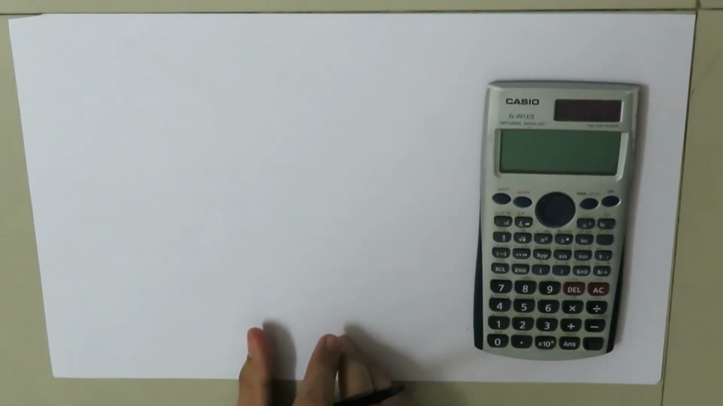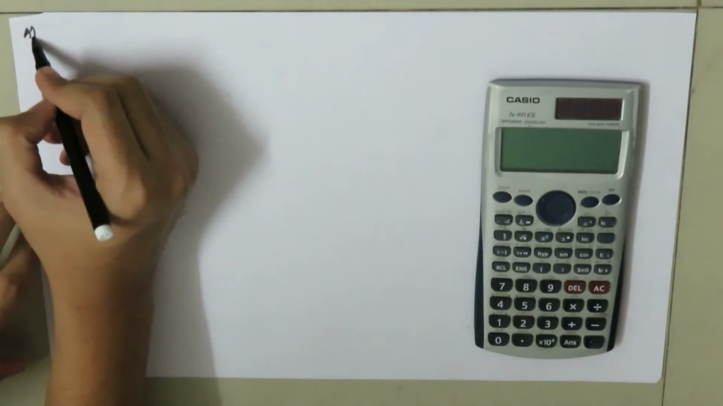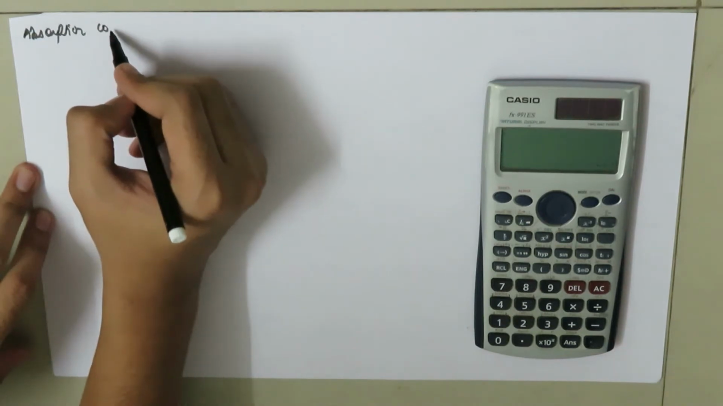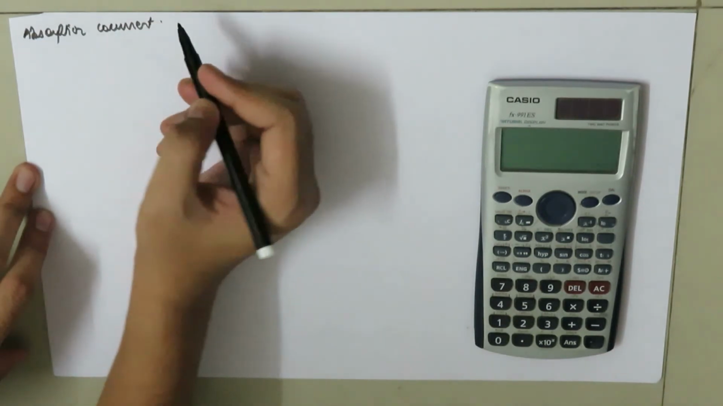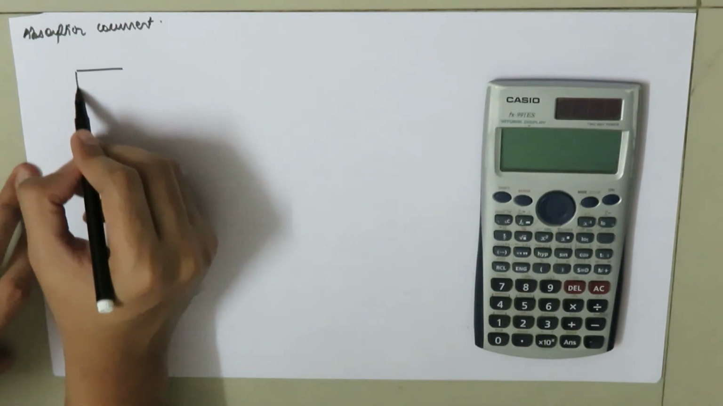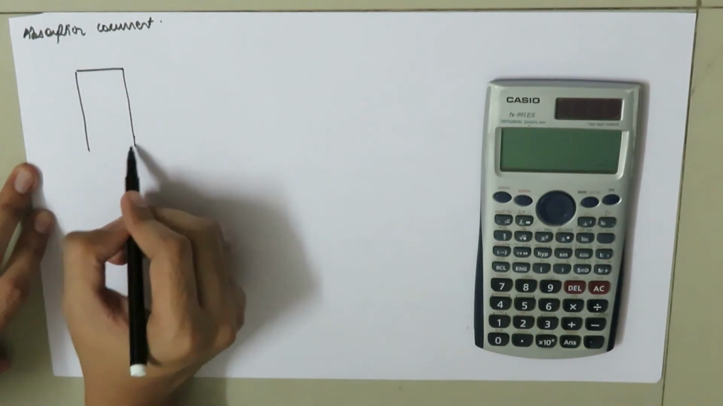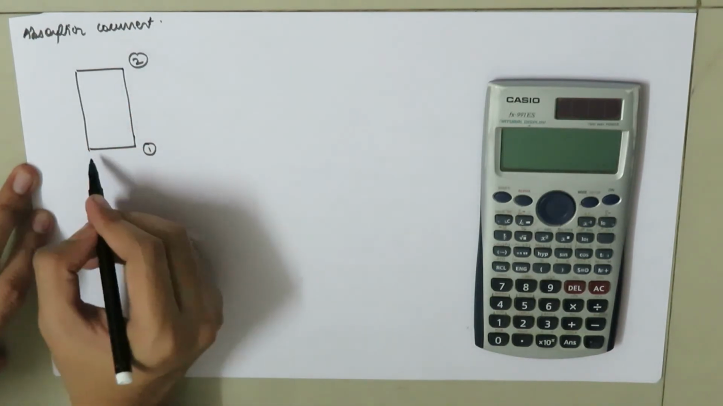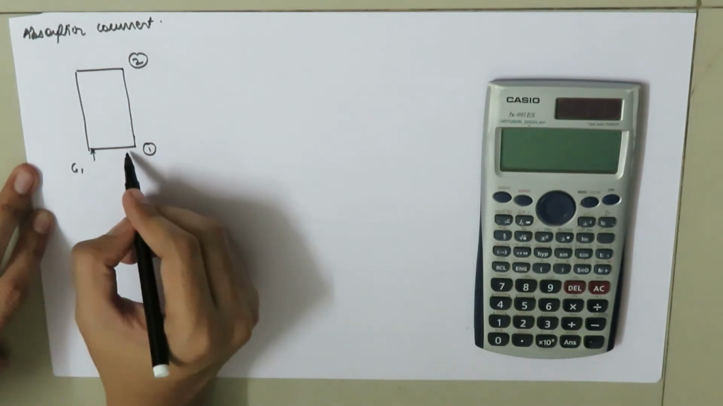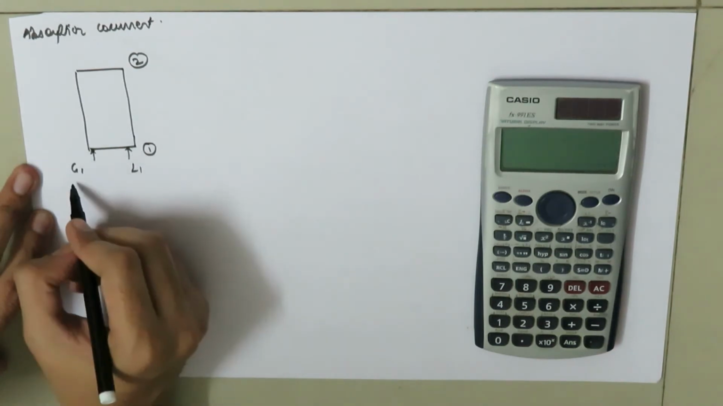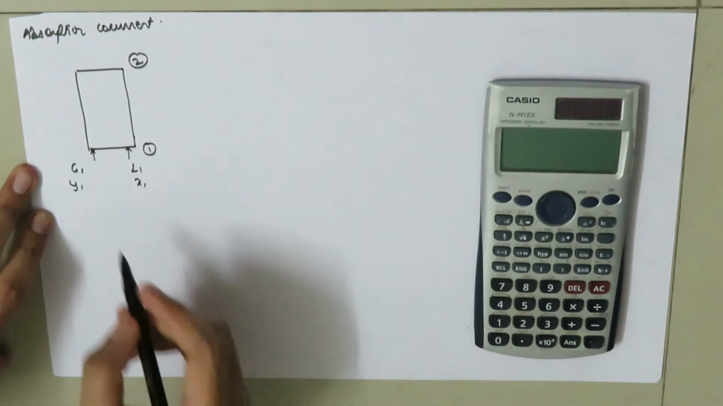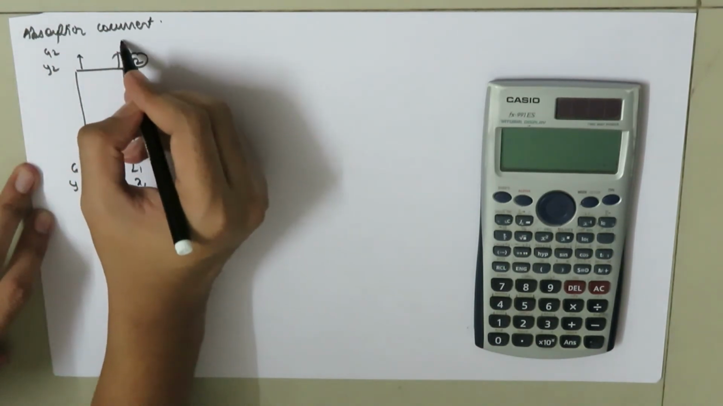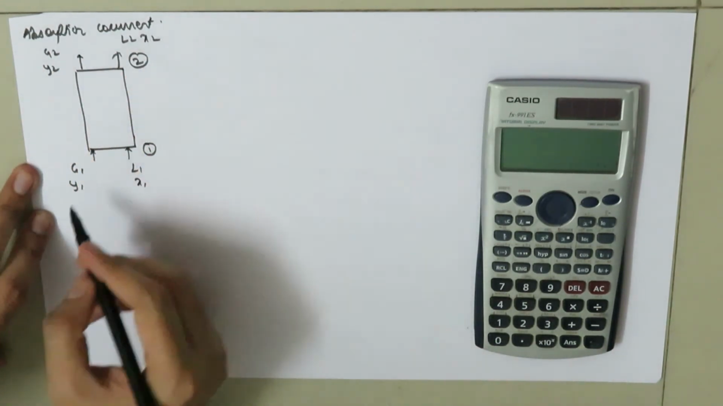Absorption in the case of co-current. In a very similar fashion, we are going to draw our absorption tower. Let's call the bottom 1 and the top 2. Here we have G1 and here we have L1. This will be Y1, this will be X1, and here we have G2, Y2, L2 and X2.